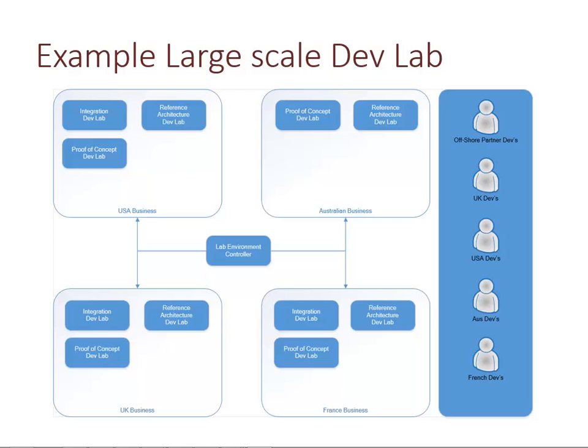Let's take a look at a large-scale dev lab example then. So I've talked about this idea of a company with different businesses around the world, different partners, all working all over the place. Take the Acme example from earlier. Imagine Acme has a business in the US, a business in the UK, a business in Australia, and a business in France. And in each of these businesses, they've got a bunch of different dev labs. So you could have a different dev lab for different scenarios.